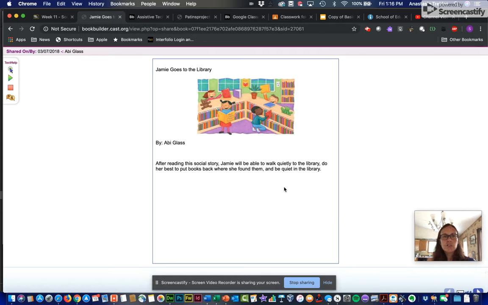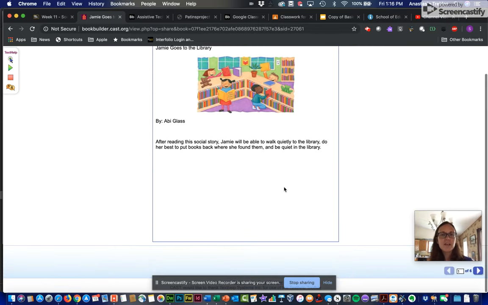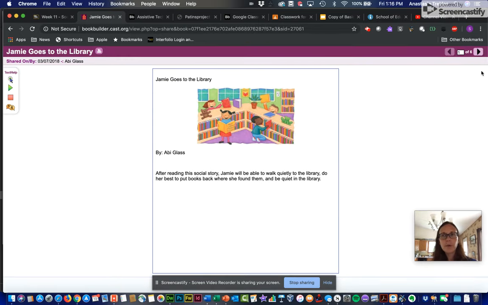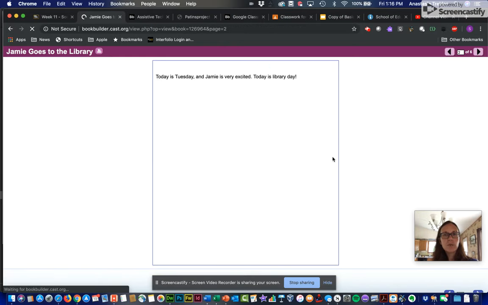This is Abby. She's got Jamie is going to the library. So after reading the story, Jamie will be able to walk into the library quietly. She'll be able to do her best, she uses good language, and do her best to put her books back where she finds them and be quiet in the library. So this is done in Cast Book Builder, by the way. And so I would continue.